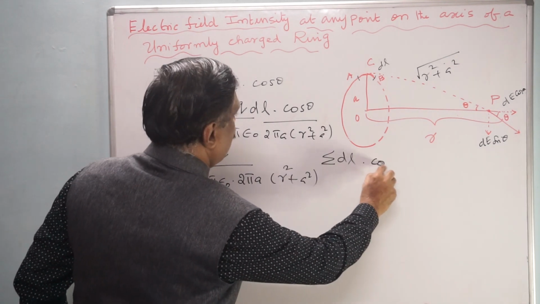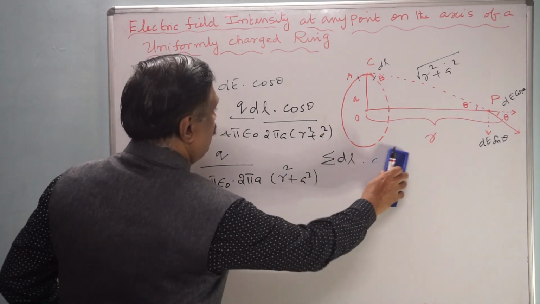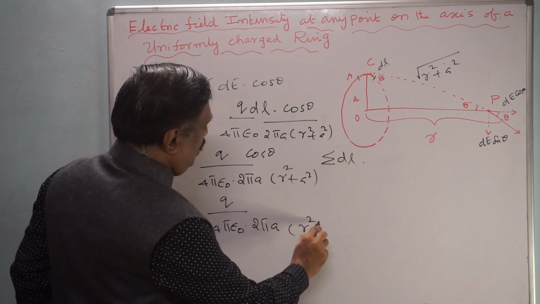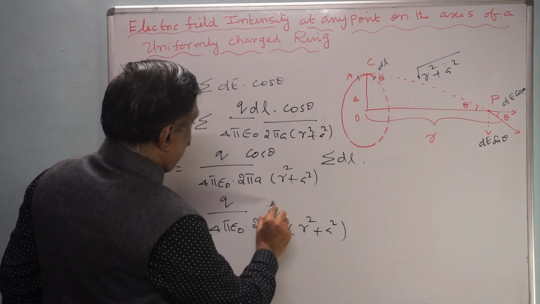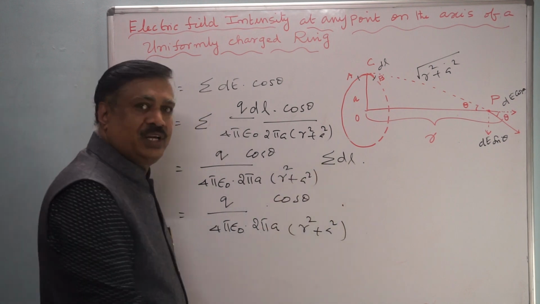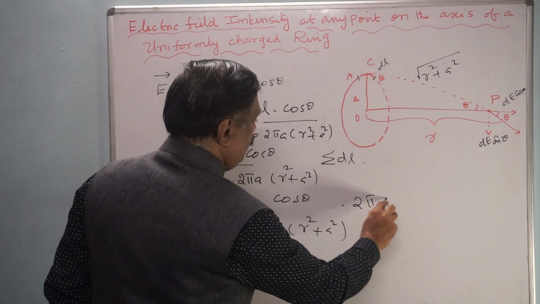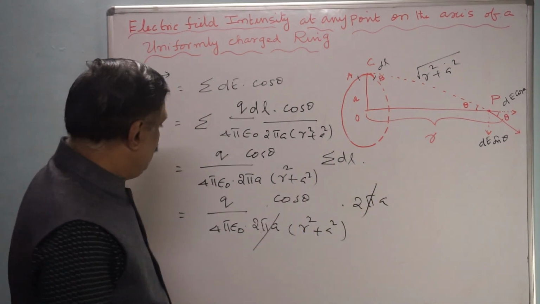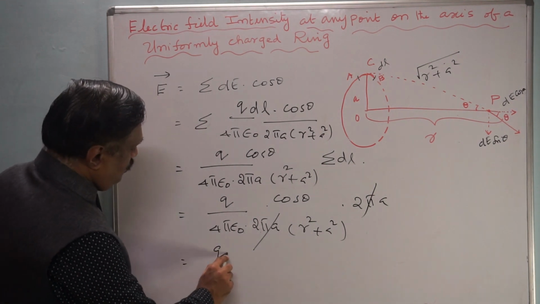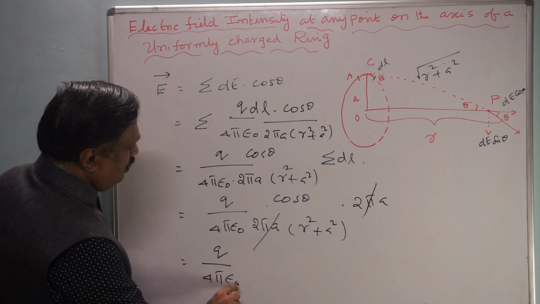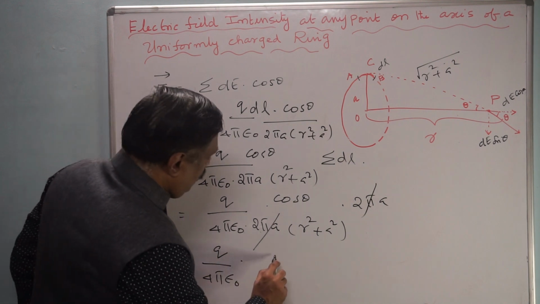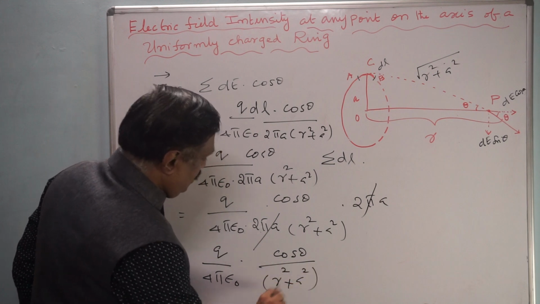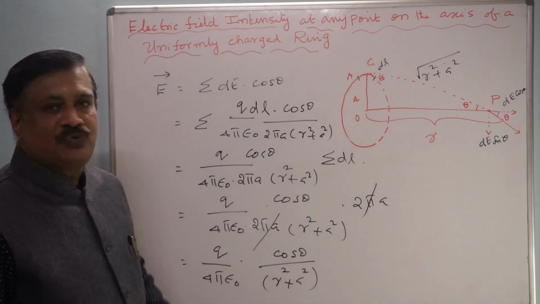Here you write cos theta. So 2 pi a into r squared plus a squared, cos theta. Here sigma dl is 2 pi a. Therefore 2 pi a, now you cancel 2 pi a with 2 pi a. Now you have q by 4 pi epsilon 0, cos theta divided by r squared plus a squared. Now you substitute for cos theta.